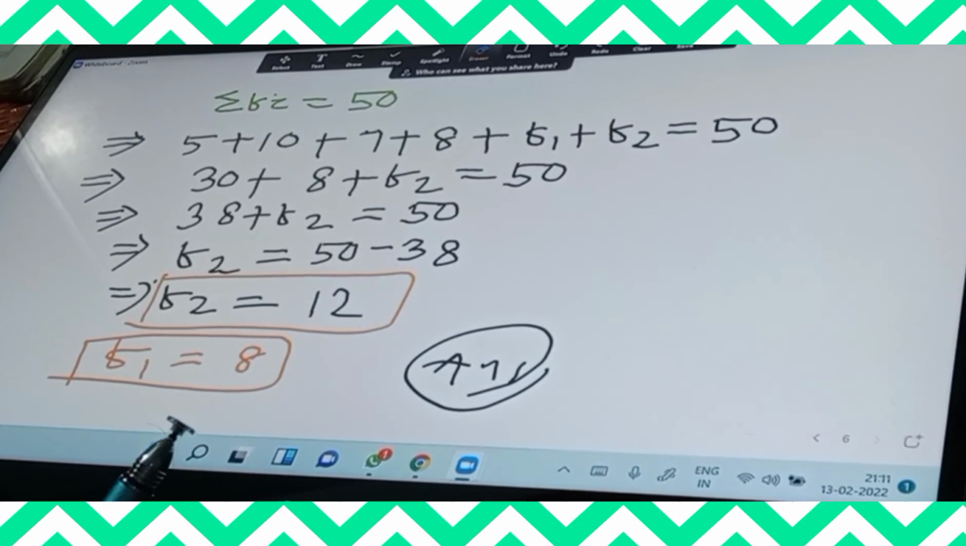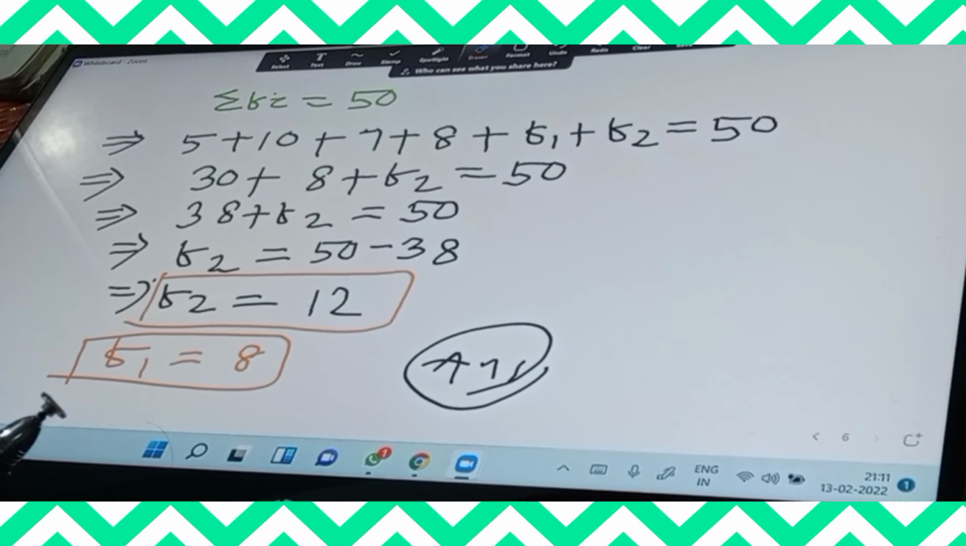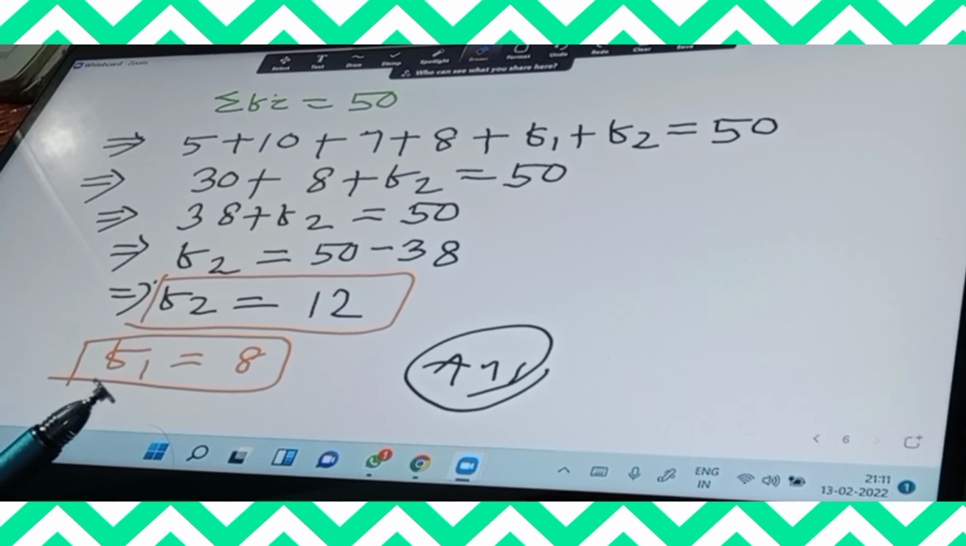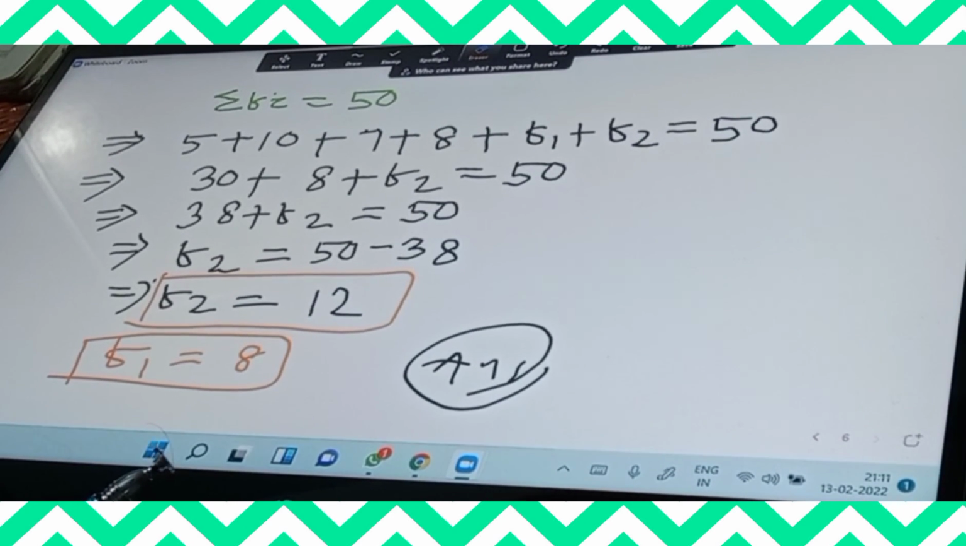You now also know how to find the value of the missing frequency if the mean of the data is given.